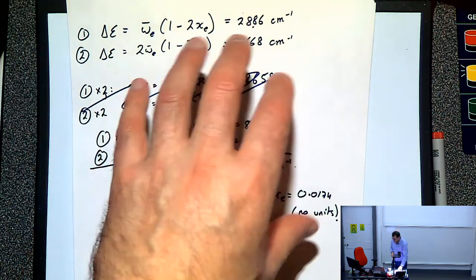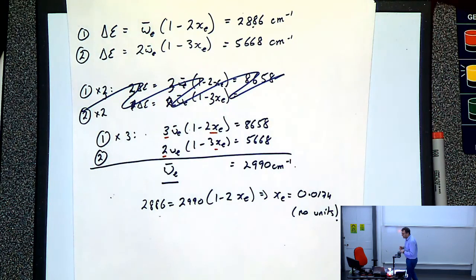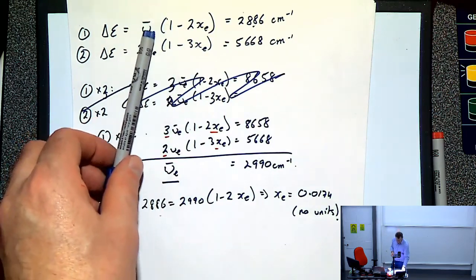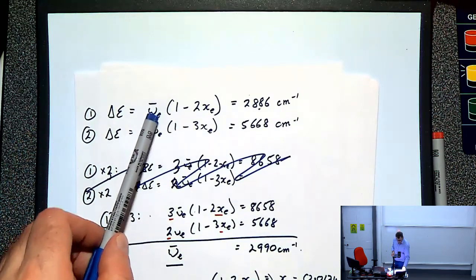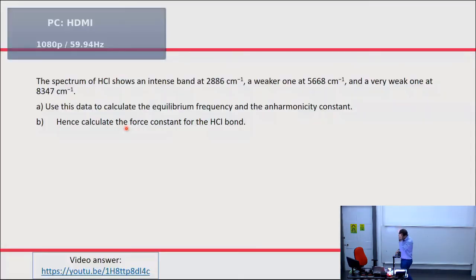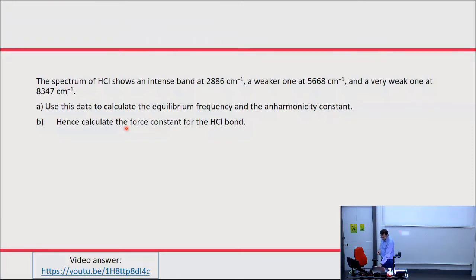Alright, so we can see how easily data from experimental information is able to give us a way into working out the equilibrium oscillation frequency before we have to account for anharmonicity. Then it's asking us to calculate the force constant of the bond. Well, that's easy now because now we have this equilibrium oscillation frequency.